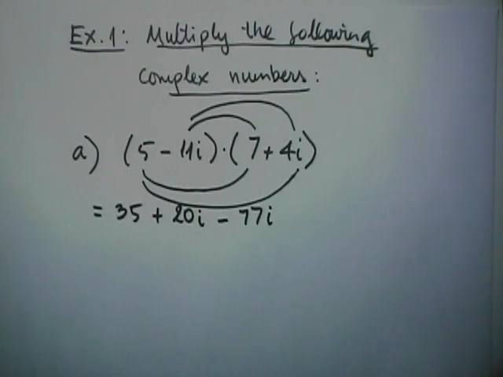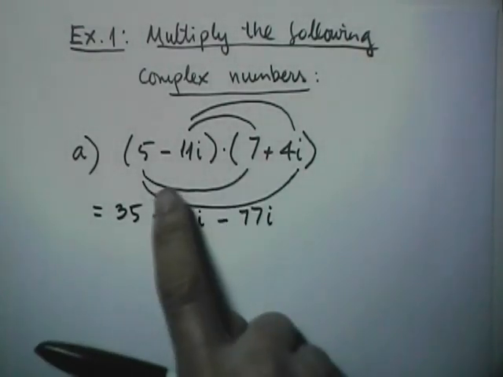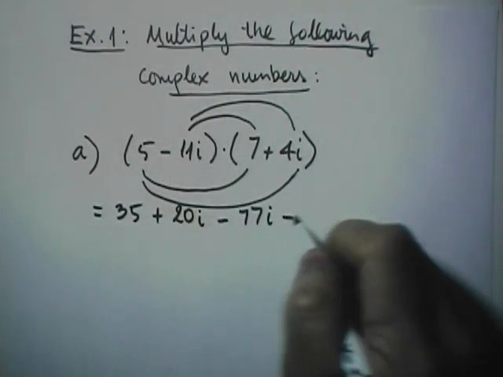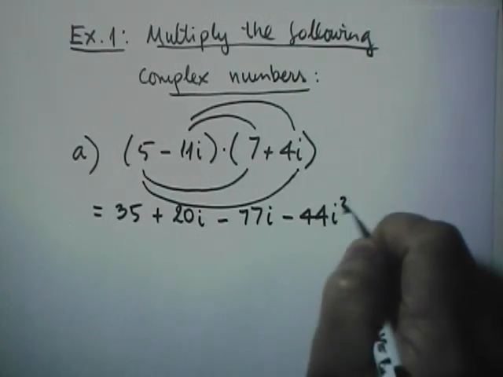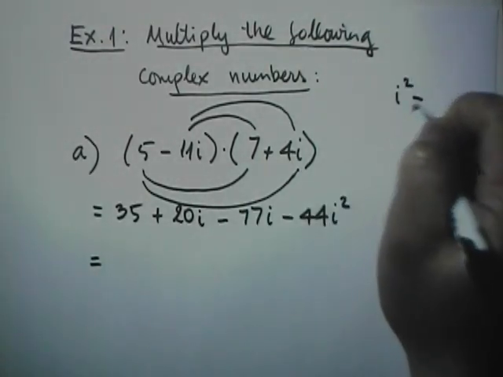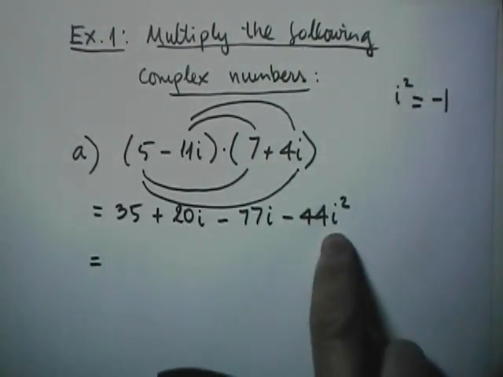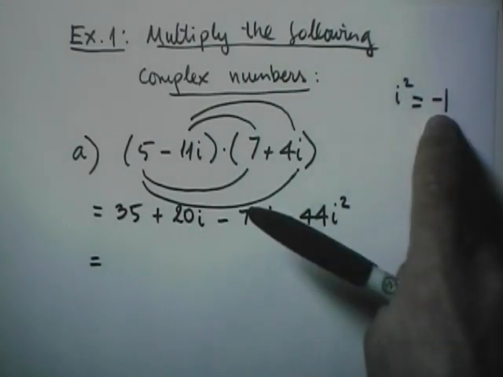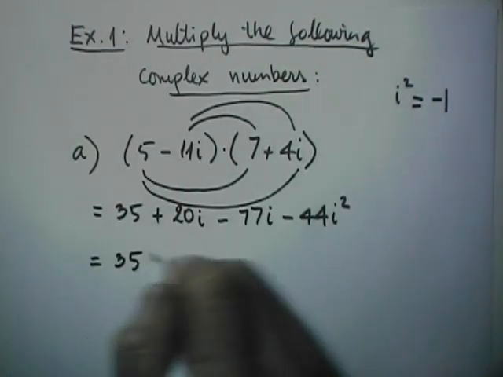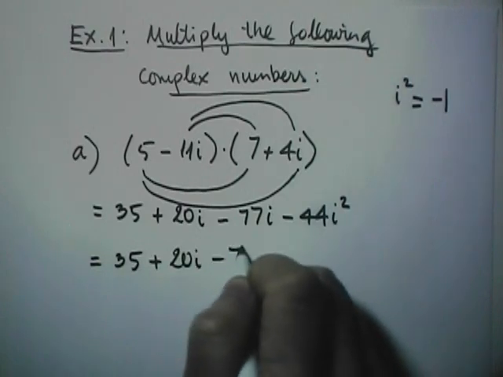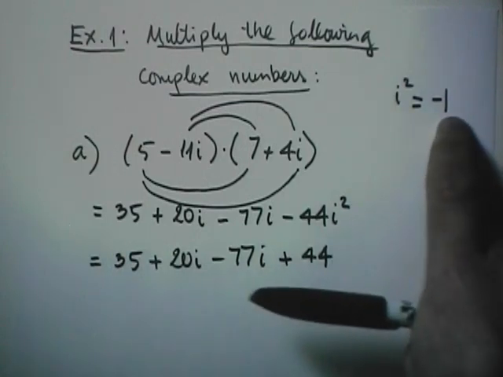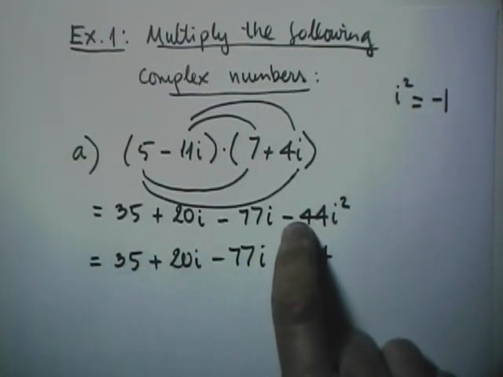Once again, count signs with the numbers. And then the last term, minus 11i times 4i, so we have minus 44 i squared. Now what do we remember? i squared equals negative 1, right? So I can substitute negative 1 for the whole i squared. My problem reduces down to 35 plus 20i minus 77i, but plus 44, because i squared is negative 1, and negative 1 times negative 44 is plus 44.